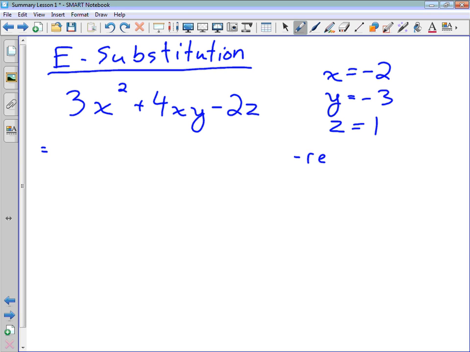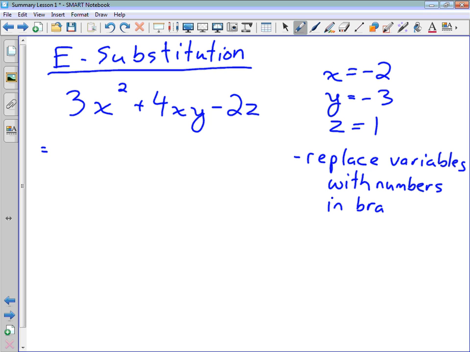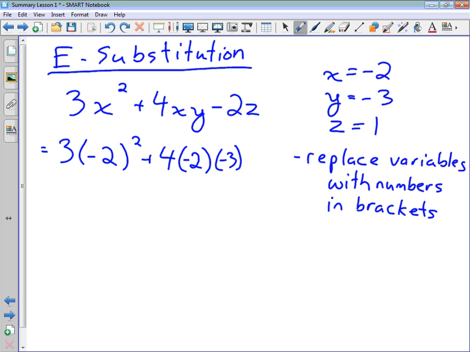I'm replacing the variables with numbers, or their values. And I remind myself that I want to use brackets around those values that I'm putting in. So I'm going to replace my x with a negative 2, another negative 2 for the x, negative 3 for y.